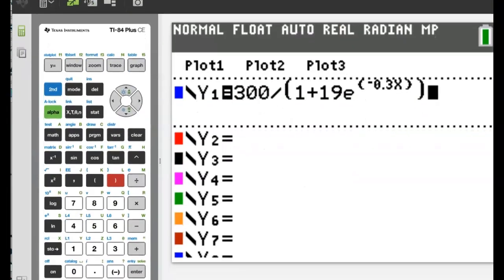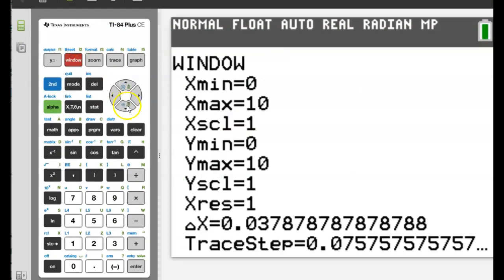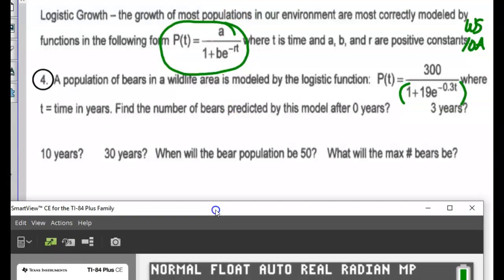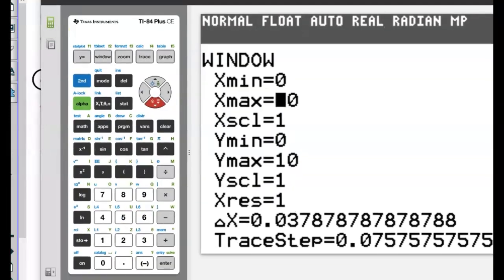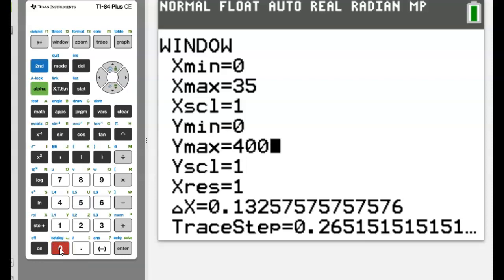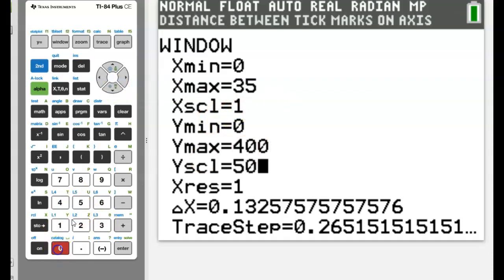Now, can we have negative bears? No. So let's go with 0 to, how many years do you want to look out? Does it give us a clue down in the question? 30 years, right? Or beyond? Doesn't it ask us eventually to go out 30 years? Okay, so I'm going to go 0 to 35 just to be careful. And I think the top maxes out at 300 bears, but I'm going to put in 400 just to be sure. All right, so I have 0 to 35, which I could count by something other than ones if I wanted. And 0 to 400, and I could count by something other than ones. It doesn't matter what the scale is.